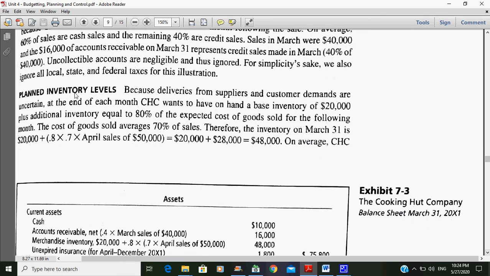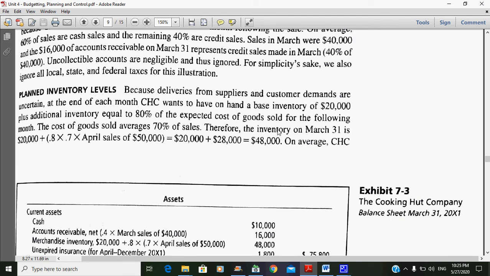Planned inventory levels now. Because deliveries from suppliers and customer demands are uncertain, at the end of each month, CHC wants to have on hand a base inventory of $20,000 plus additional inventory equal to 80% of the expected cost of goods sold for the following month. The cost of goods sold averages 70% of what? Sales.